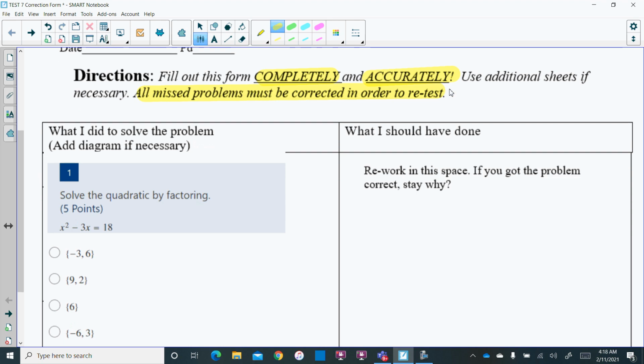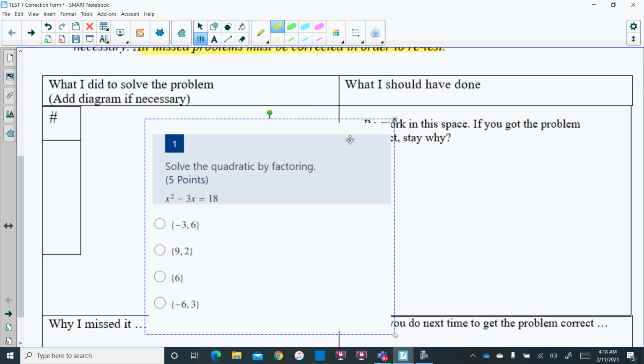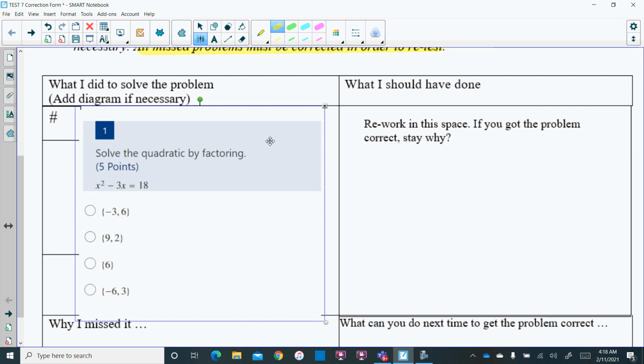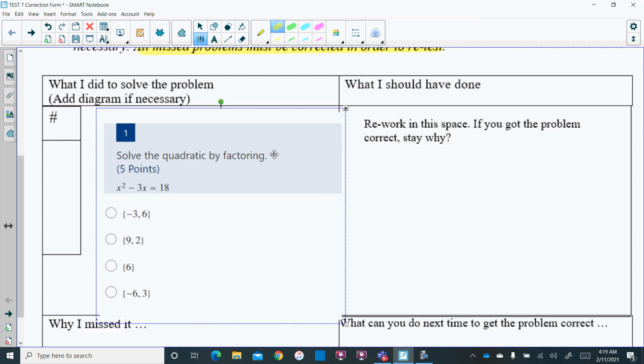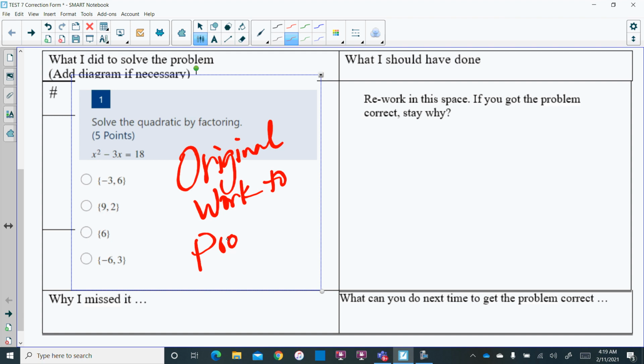Okay, so this first box here, I know this is question number 1, but you basically put the number of the problem that you're correcting. If you don't need number 1, you obviously don't need to listen to this part of the video. You can go to another part if you need that. But you put in this box your original work. So you write down the number of the problem, you copy the problem, or at least give me your original work to the problem.